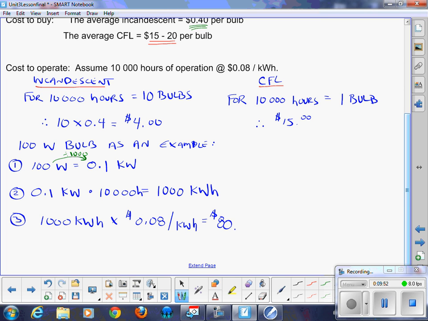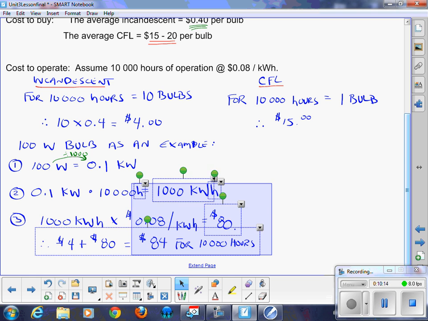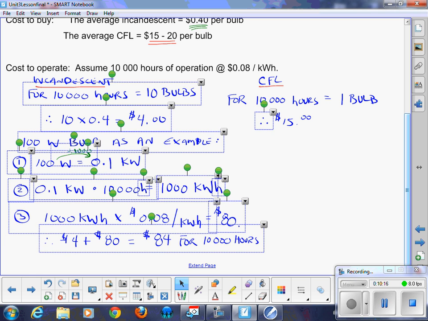So 10,000 hours roughly translates to 5 to 7 years of use for the average bulb. So therefore, it cost us $4 to buy, $80 to run. That means it cost us $84 for 10,000 hours. All right, so that's your incandescent. Those are the older style bulbs.